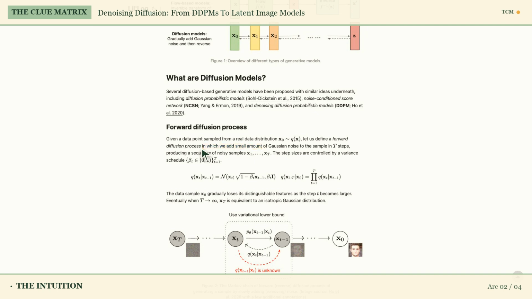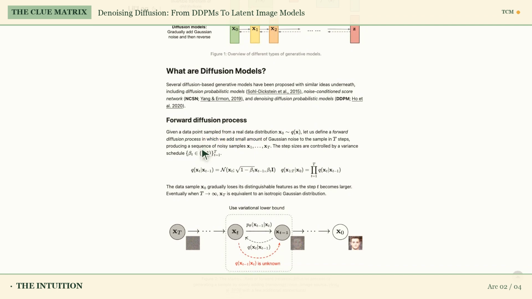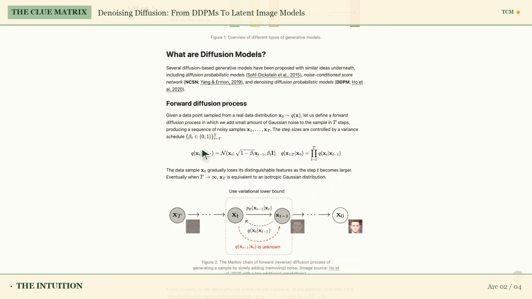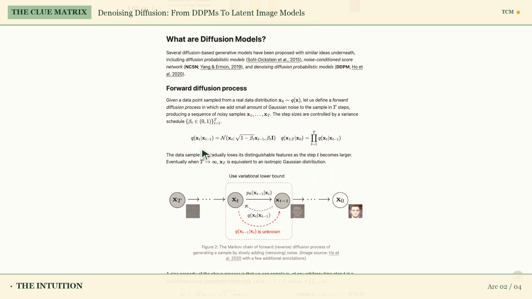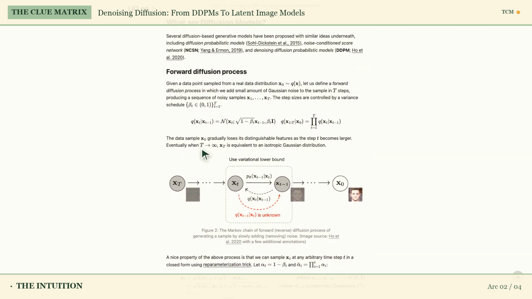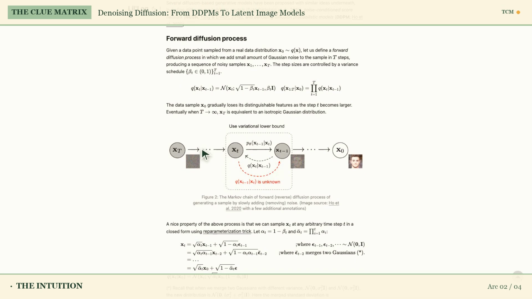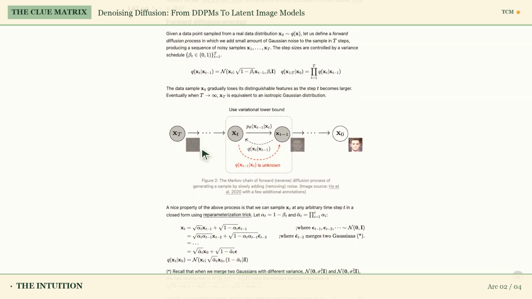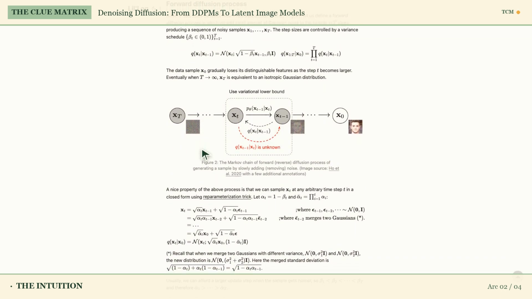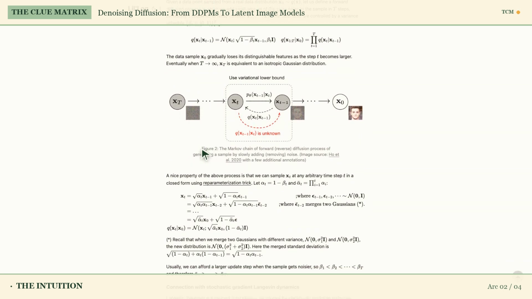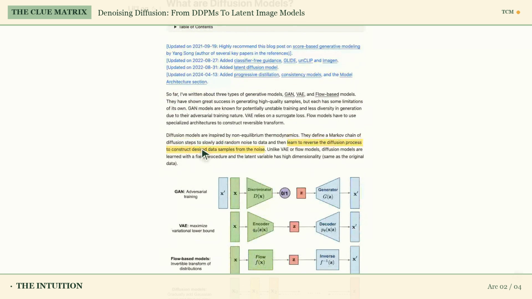Exactly. As the text states, the data sample x0 gradually loses its distinguishable features. Eventually, xt is just pure Gaussian noise. So xt is just random static, like a detuned TV? This forward process seems pretty straightforward. The magic, I imagine, is in reversing it. The blog says they learn to reverse the diffusion process to construct desired data samples from the noise. But how do you unnoise something?